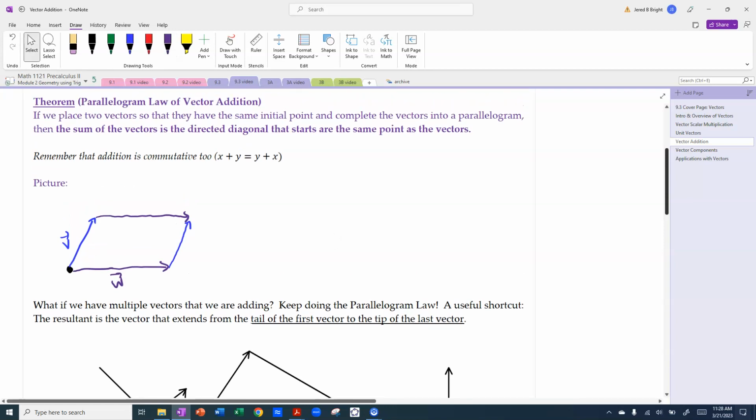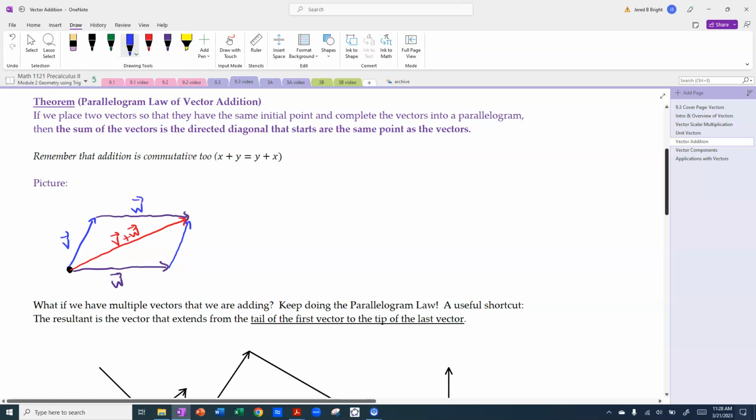Okay, all right, so I completed that, and then it says then the sum of the vectors is the directed diagonal that starts at the same point of the vector. So it starts here and ends at their opposite. So this would be the vector that is v plus w. That's the resultant of v plus w. Okay, and so actually we get to see a bit of commutativity here too.